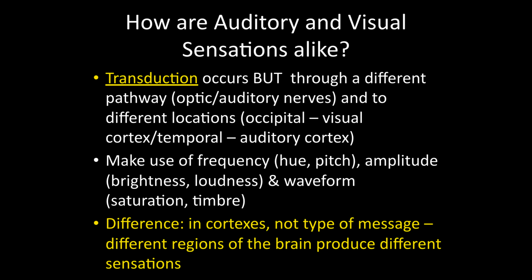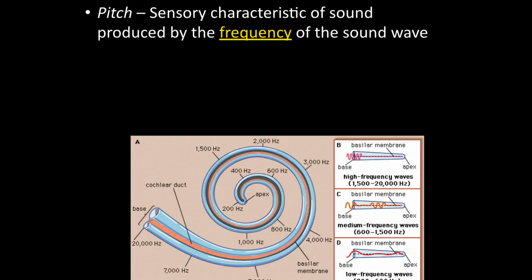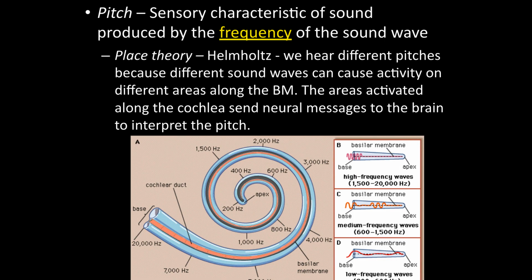So visual information is sent to the occipital lobe, the visual cortex. Auditory information is sent to the temporal lobe, the auditory cortex. And this enables the brain to produce different sensations, whether it be vision or hearing. There are two different theories that try to explain why we perceive different pitches, like why we perceive some pitches as higher than others or lower than others.